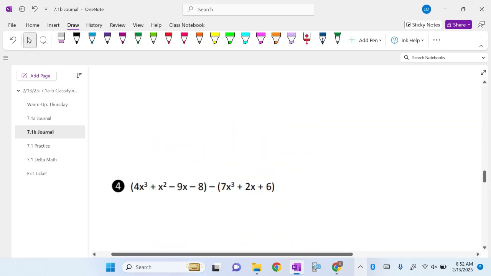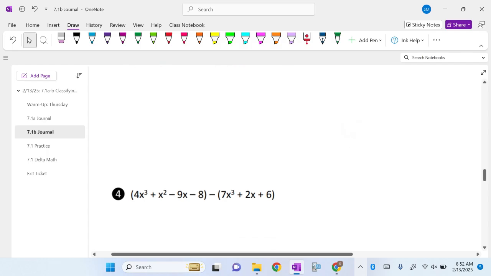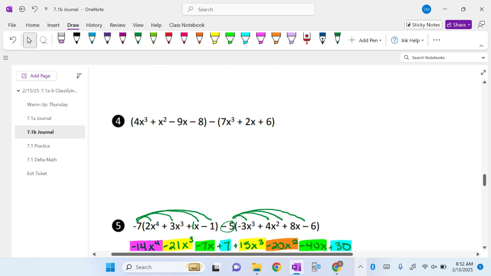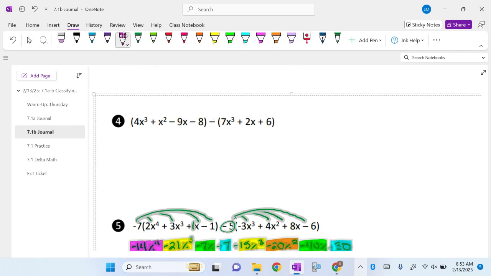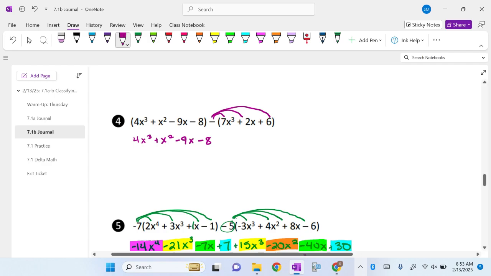Okay, one more subtraction just to hit home. So look at, let's just do number 4. So with number 4, what's the first thing I got to do before I can add like terms? Distribute that negative. So we got to distribute that negative to the second set of parentheses. So if I do that, I get 4x cubed plus x squared minus 9x minus 8.